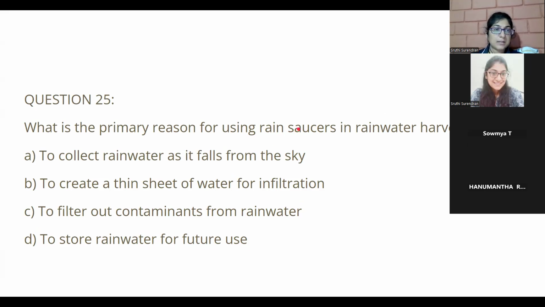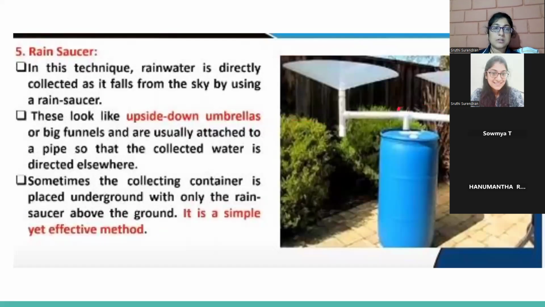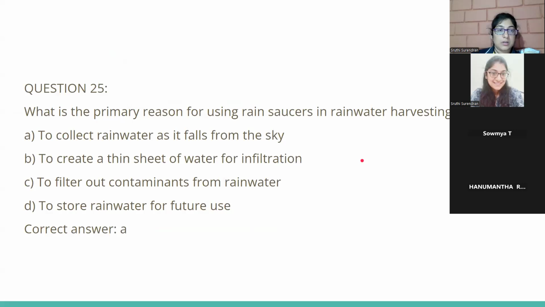The primary reason, you see, this is a rain saucer. These are upside down umbrellas that act as funnels to collect the water, and this is connected to a barrel, which is then used for storing water. So it is basically used for collecting water. Option A will be the correct answer, to collect rainwater as it is falling from the sky.